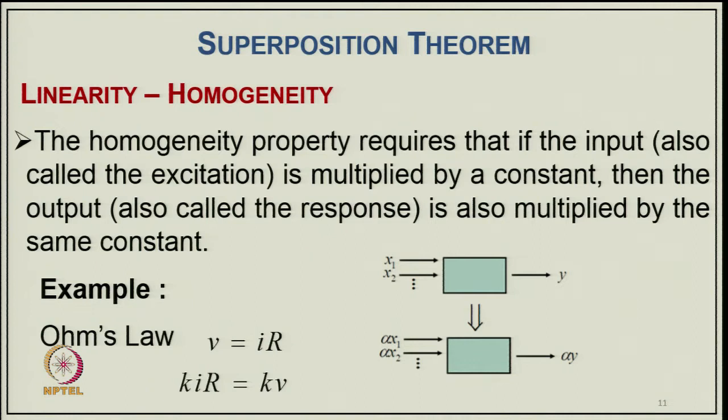A typical example is Ohm's law, V equals I R. If we multiply I by k, then k I R will be equal to k V, because Ohm's law applies basically to a linear electrical circuit. So, that is a typical example of the concept of linearity and homogeneity.